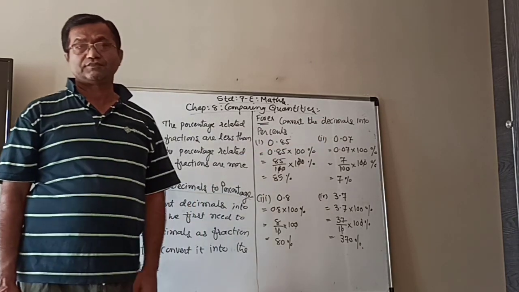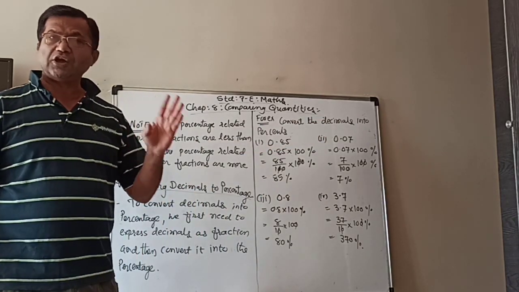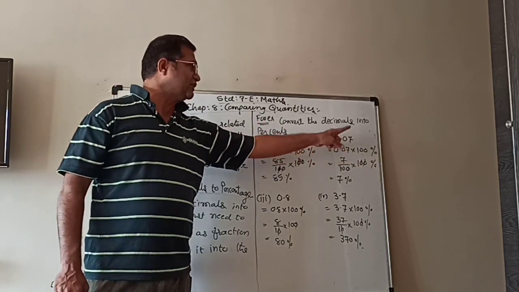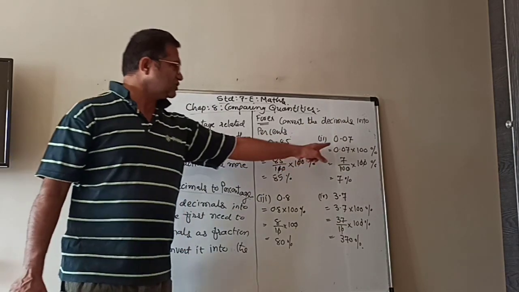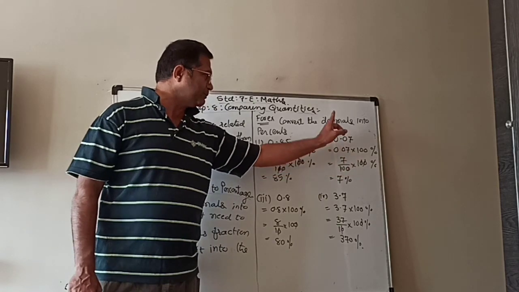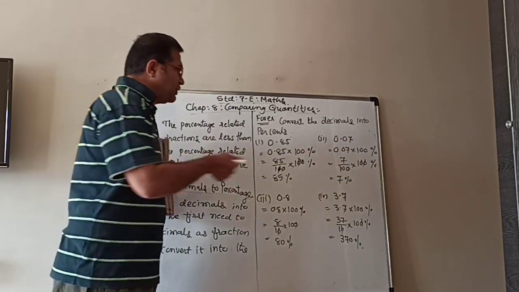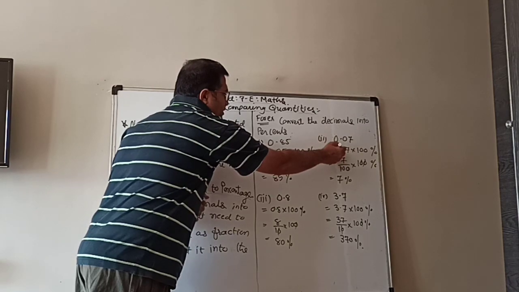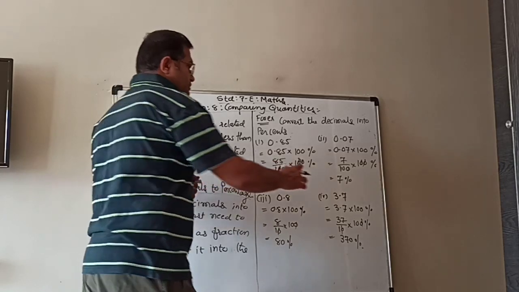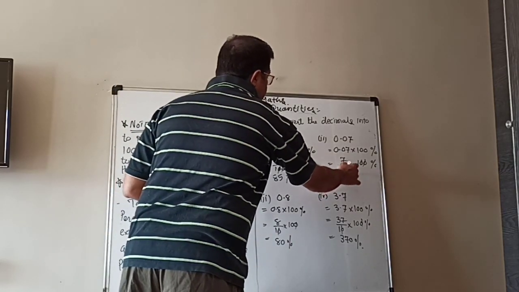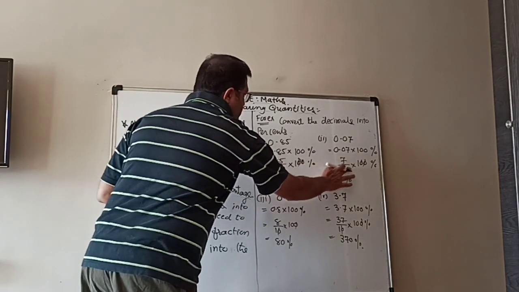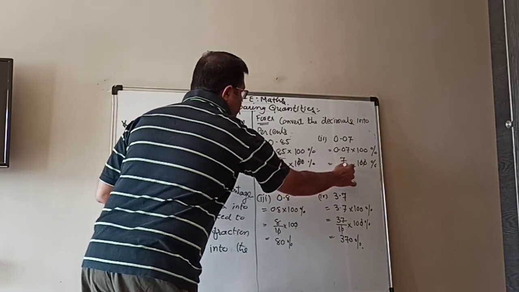Another one is 0.07. To convert it, you multiply by 100%. So 0.07 multiplied by 100%. Here also there are two digits after the decimal point, so you take out the decimal point. It will be 7 only, and then you put 100 because there are two digits. Here also the two zeros of the 100 are cancelled. What remains is the 7. So that is 7%.